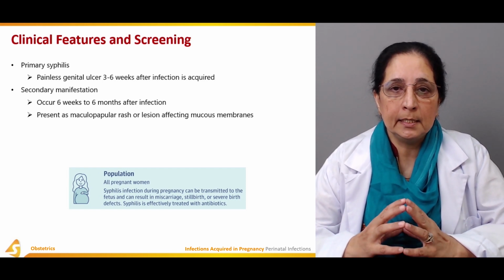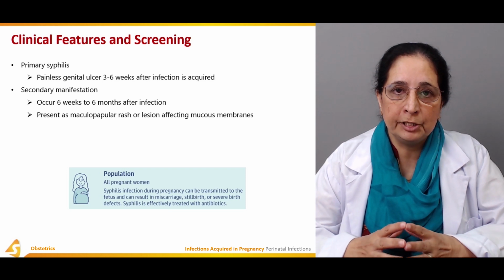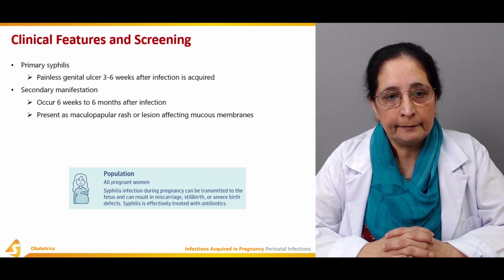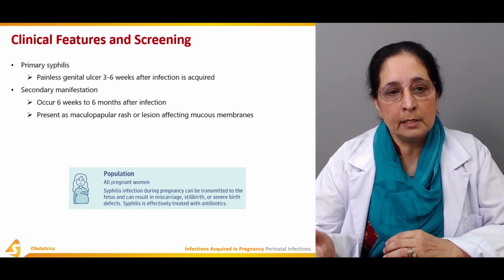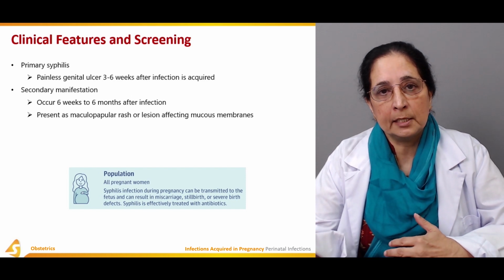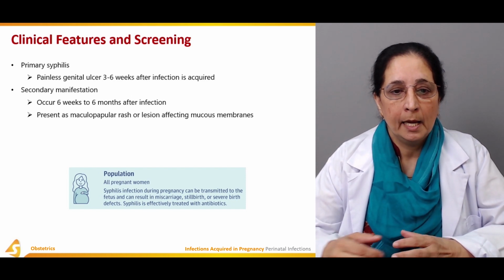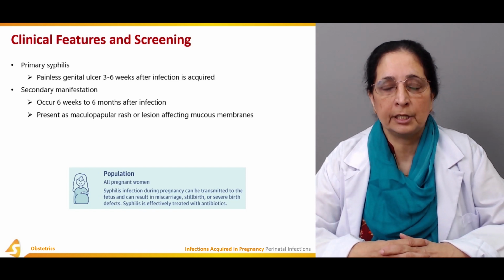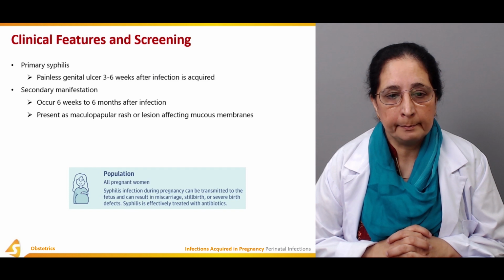Primary is the syphilis in which a painless genital ulcer is present 3 to 6 weeks after infection. But after 6 weeks, secondary manifestations develop, which are from 6 weeks up to 6 months, and usually there is a rash, which is a maculopapular rash, and it affects the mucous membrane.